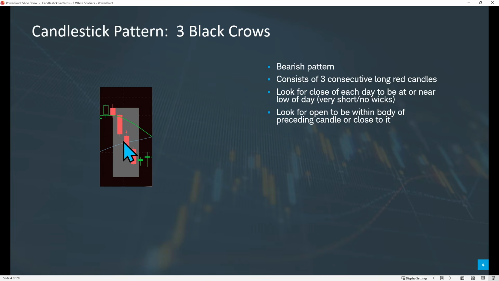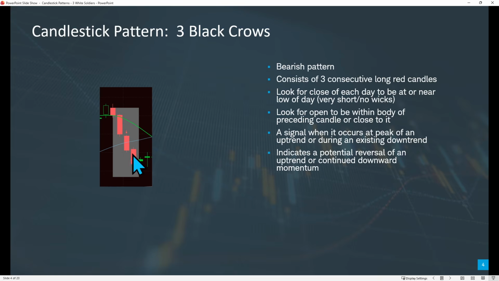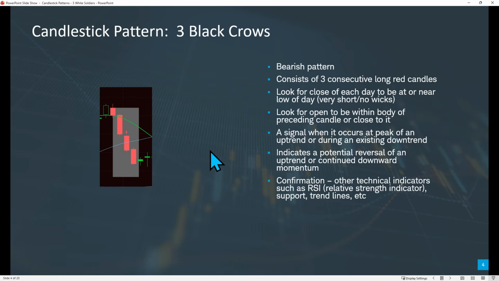And we're looking for the open on day 2 and 3 to either be within the body of the preceding candle or close to it, which is what we see in this example here. And this, unlike some other patterns, can either be seen at a resistance level, establishing a new resistance level, or perhaps hitting an old resistance level and then falling with momentum, or it can be seen during an existing downtrend. And so that can indicate either a reversal of an uptrend or continued downtrend momentum.